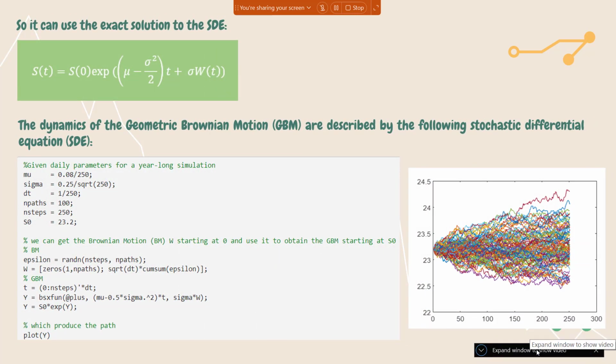So, we can use the exact solution to the stochastic differential equation. The dynamics of the GBM are described by the following stochastic differential equation using MATLAB. First, given the daily parameters for a year-long simulation in the equation given. Second, we get the BM starting with 0 and use it to obtain the GBM starting with S0. Hence, after we got all this, we can get the path of the GBM as you can see in the slide given.